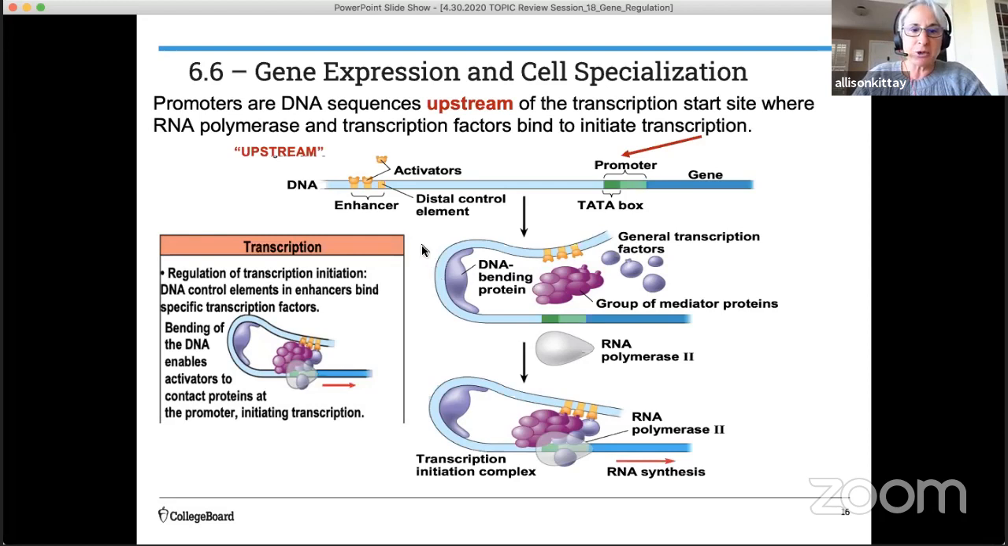So what's going to end up happening is to regulate the initiation of transcription, the DNA control elements in the enhancers are going to bind to these specific transcription factors. And that's going to facilitate the bending of this DNA, and that's going to enable those activators, okay, right here, to actually contact the proteins of the promoter and will initiate transcription. So once the activators have attached to those mediator proteins, then we have a transcription initiation complex. And as you can see, RNA polymerase will be able to bind to the DNA, and it will begin transcribing that gene.